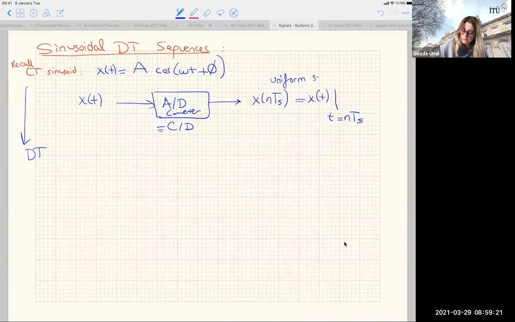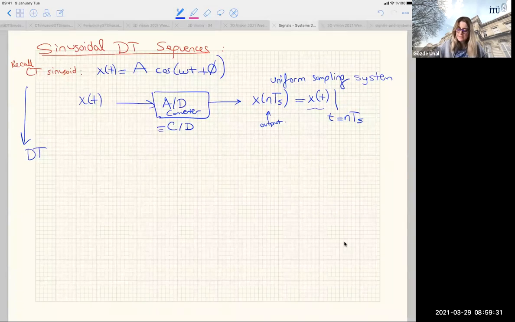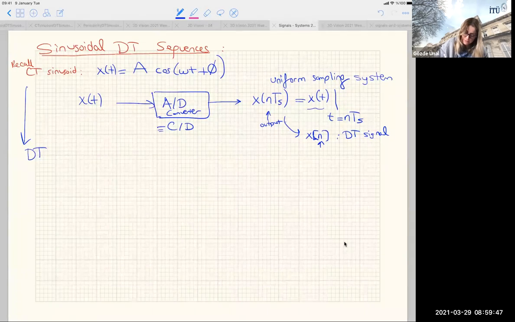Or let's call it a system. Input is x of t, and this is the output. Because this can easily be converted to x of n. You see, take the samples, change the index to an integer index, and it becomes our discrete time signal. That's it. So for the discrete time sinusoid, let's just do the math on x of t.